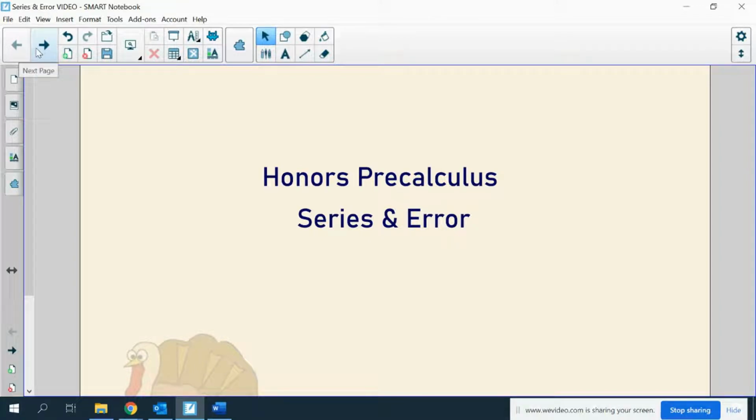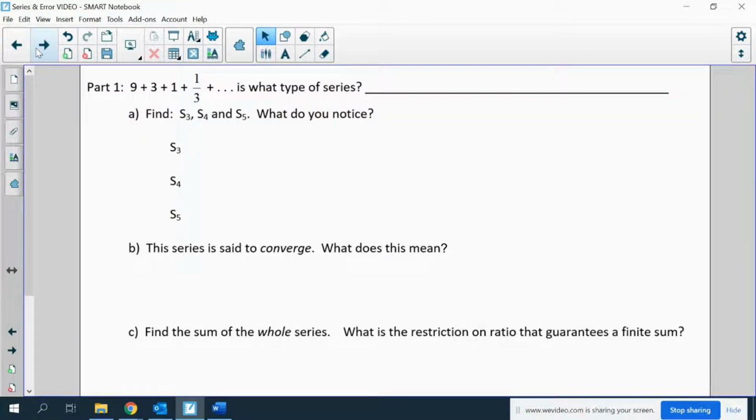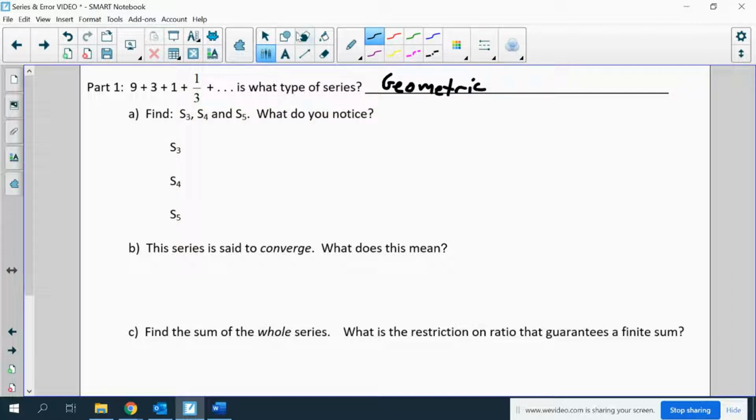This video is about series and error. So if we look at this series, 9 plus 3 plus 1 plus a third and so on, that type of series is geometric. And the reason we know it's geometric is because we continue to multiply by the same thing. So our r value here is 1/3. We're multiplying by a third every time.